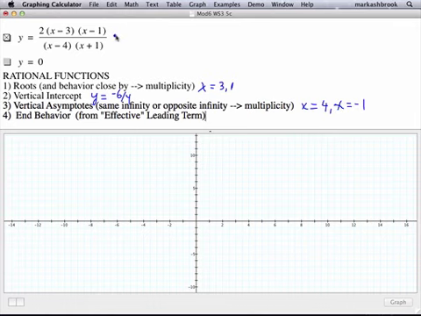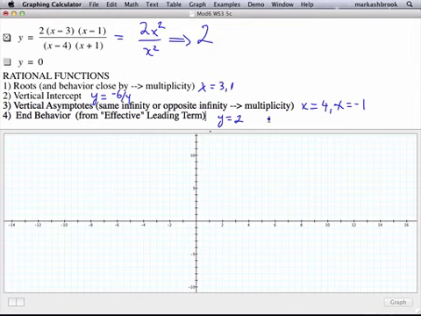And the end behavior, effective end behavior. What's our leading term in the numerator? 2x squared. Leading term in the denominator? Effective leading term, 2. Is that like a y or like an x? That's an output. That's like a y. Okay, so the effective leading term is y equals 2.